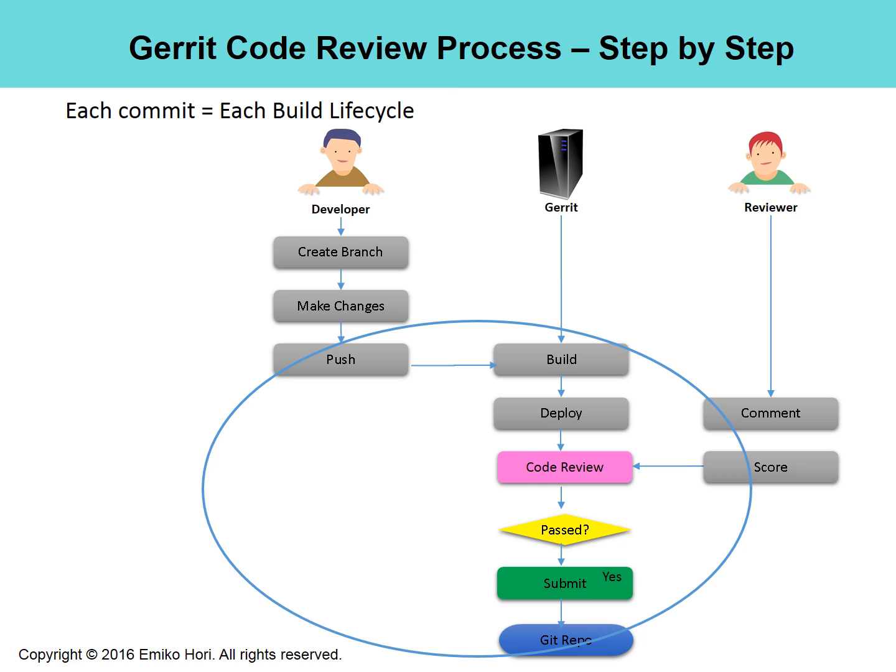As you may have noticed, on this particular model, each commit, each push becomes each build lifecycle. So each commit becomes its own build, deploy, and code review process, pass, fail, and submit and go.